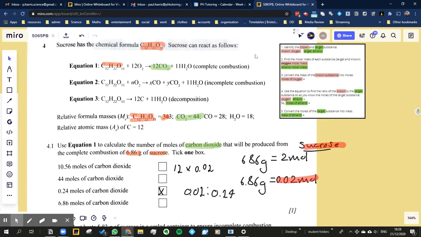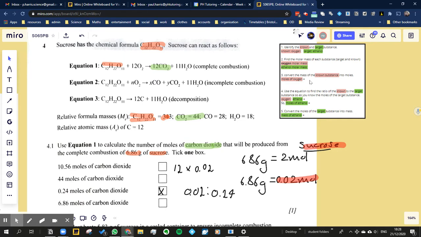Identify the known and target substance. I've coloured in the known substance in red everywhere and the target substance in green nearly everywhere. Okay, so it says find the molar mass of each one. Well, they've given us that already. It's here and here.